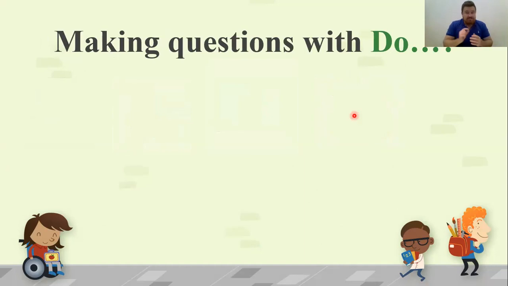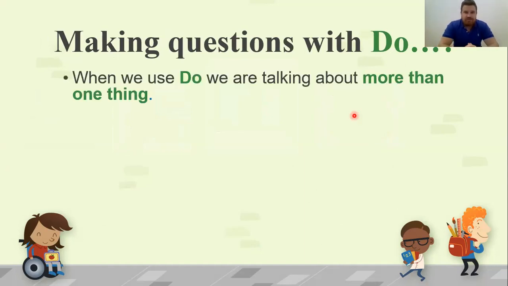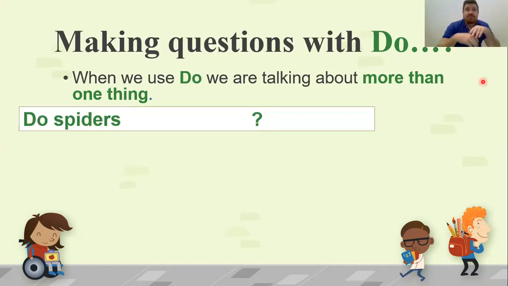Okay, so now, what about making questions with do? It's very similar, only one difference. When we use do, we are talking about more than one thing. Okay, so when we use do, we are talking about more than one thing. Okay, so we start with do, and then we say the thing, like do spiders, do ants, do lions, do people, do cars, do tables. All right, so it's more than one thing.